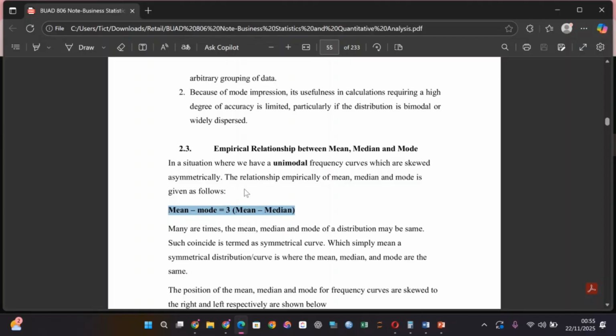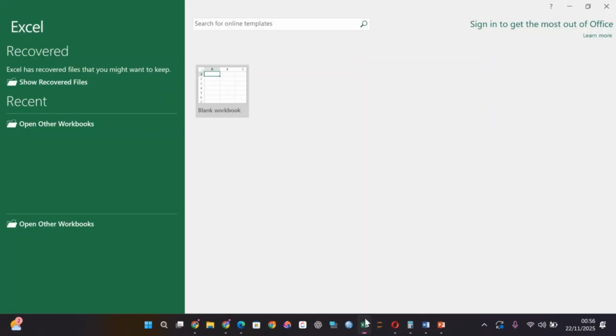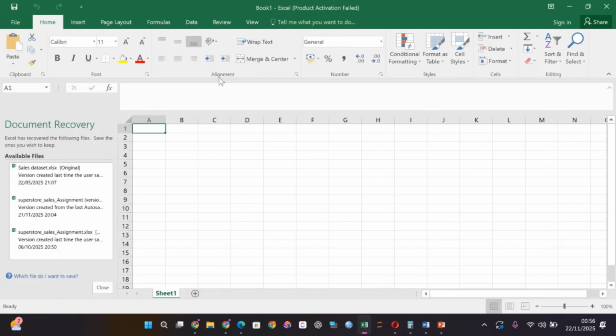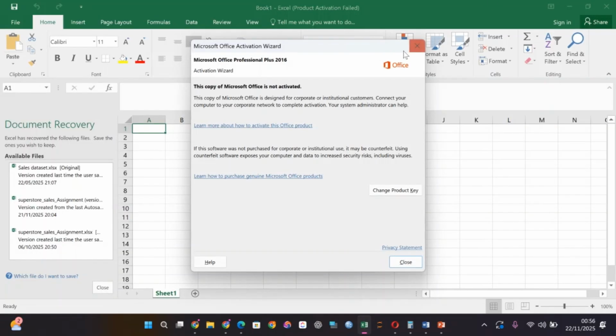So what this relationship means is, when a distribution is not perfectly symmetrical, and distribution is how your data is being distributed. I'll be using Excel to explain the whole data stuff, right? I'll be using Excel to explain that.